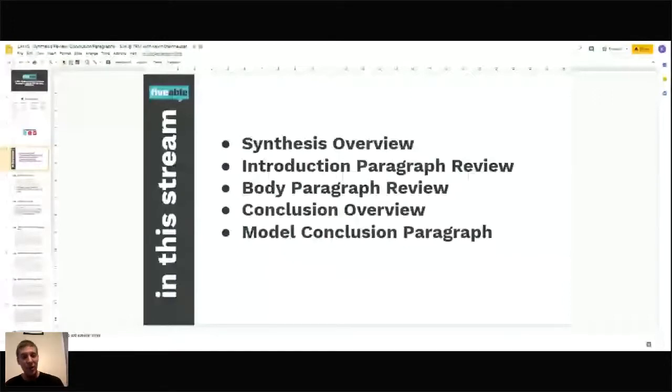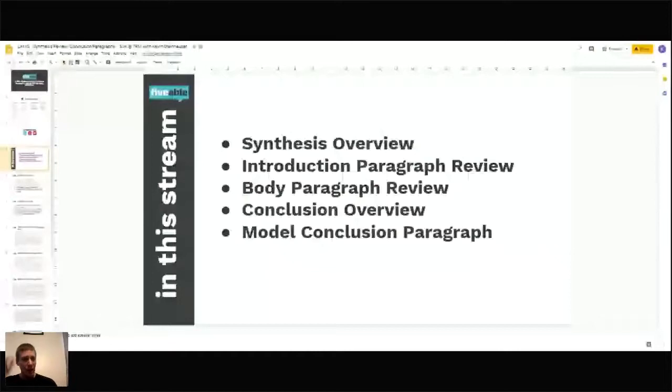What you need to do after tonight, at some point, and the more reps the better, is grab an AP released synthesis prompt and write some practice. You can watch the replay of my slides. You can download my slides, and you can cross-reference your paragraphs with mine.